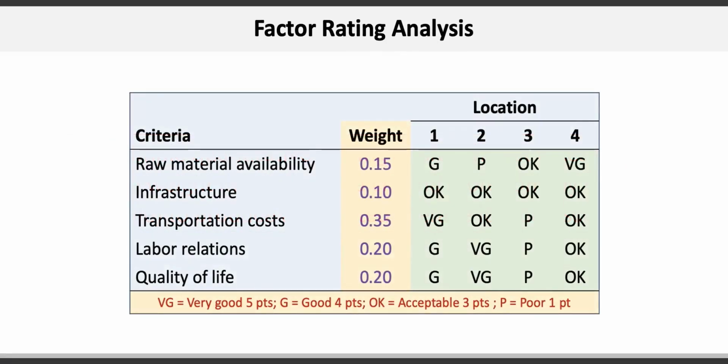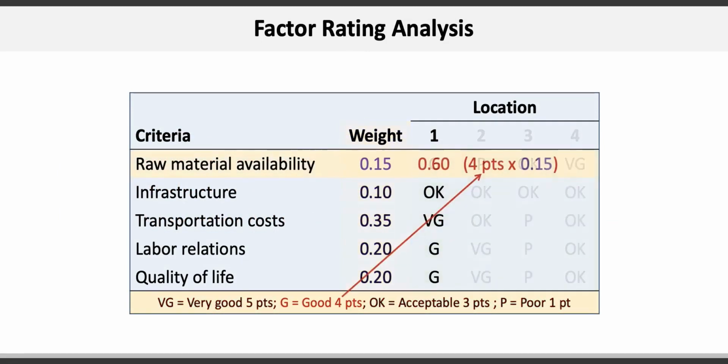Here's the data again. Note the weights and the score point values. First, we look at potential location number 1 and determine the weighted score for the first criteria, raw material availability. We take the G score of 4 points and multiply by the criteria weight of 0.15 to get a weighted score of 0.60. For infrastructure, we take the score of OK, worth 3 points, and multiply by the weight of 0.10 to get a weighted score of 0.30.